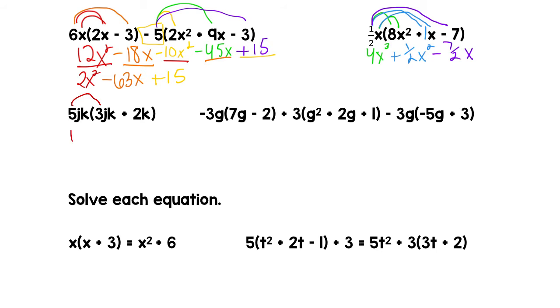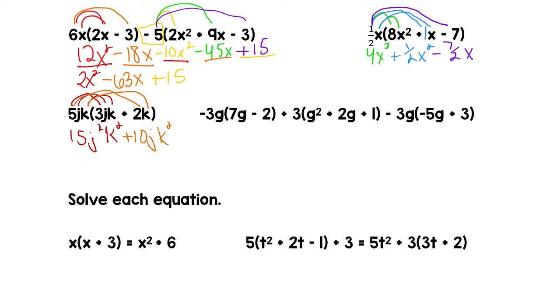Distribute. 5 times 3 is 15. j times j is j squared. k times k is k squared. 5 times 2 is plus 10. j stays j. k times k is k squared. I cannot add 15j squared k squared plus 10jk squared because they're not identical. The variables have to be completely exactly the same to be able to combine like terms.